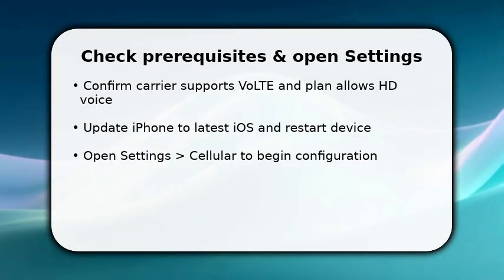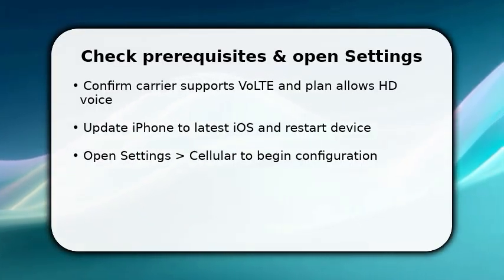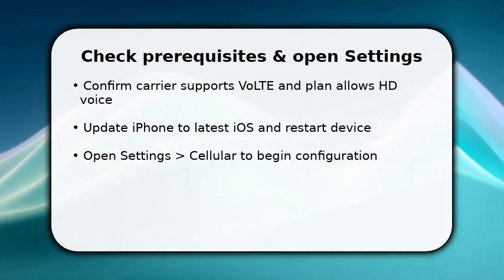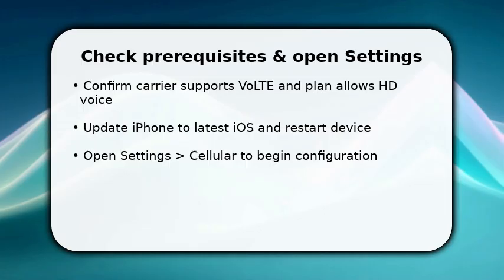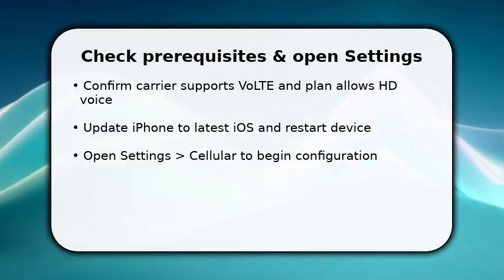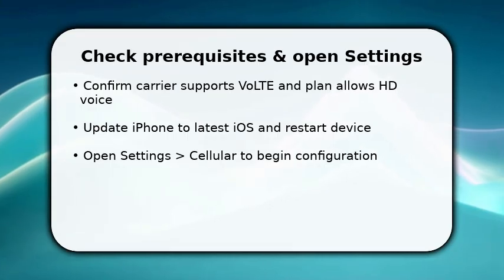You need a supported carrier and up-to-date iOS before you start. First, confirm your plan includes VoLTE and restart the iPhone to clear caches. Once done, open Settings, tap Cellular, and make sure cellular data is on. This step enables the menus you'll use.